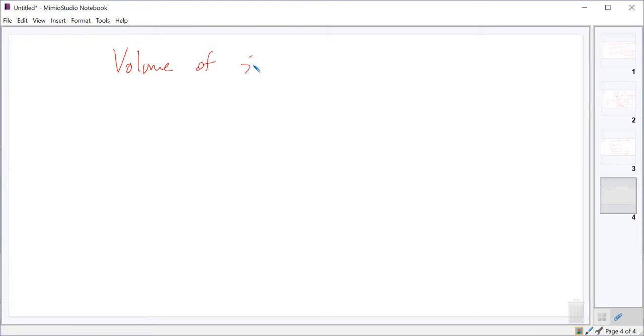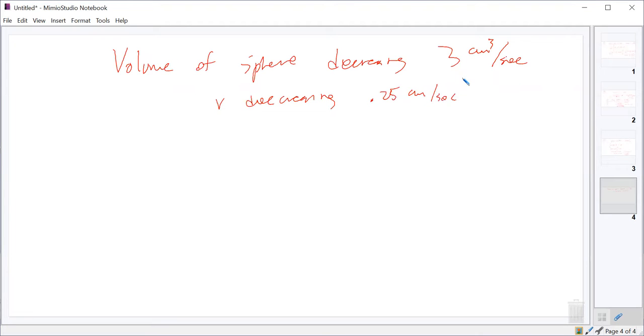We got the volume of a sphere, and it is decreasing at a constant rate of 3 centimeters cubed per second. And we are interested in the instant when the radius is decreasing at a rate of 0.25 centimeters per second. We want to know what is R. That's an R, not a V.